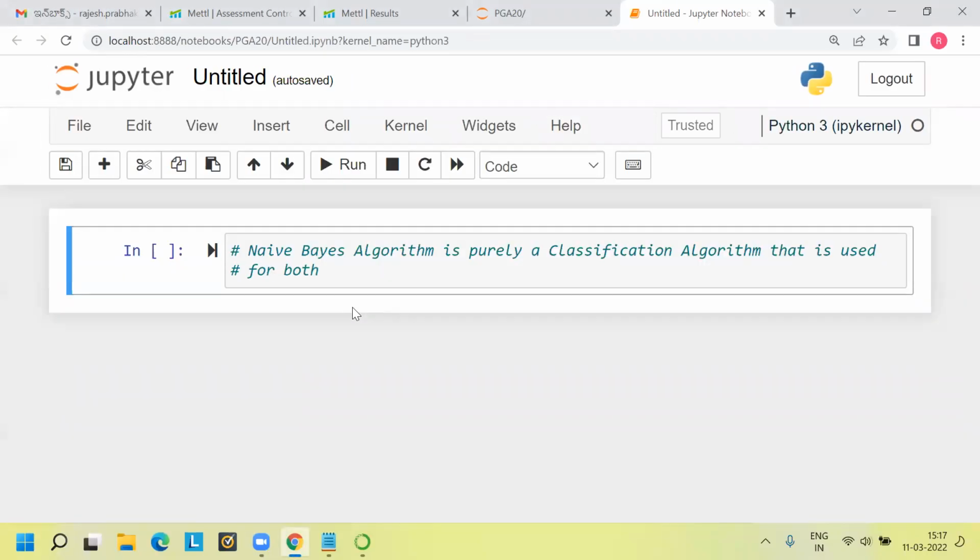So naive Bayes algorithm is purely a classification algorithm that is used for both binary and multinomial classifications. Binary means there are only two levels in the data. Multinomial means there are more than two levels in your data. So naive Bayes is a purely classification algorithm. You cannot use it for regression.